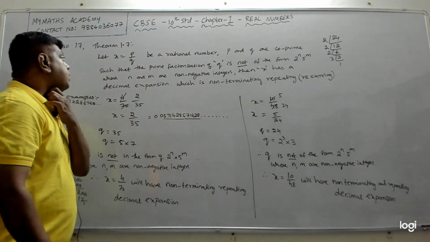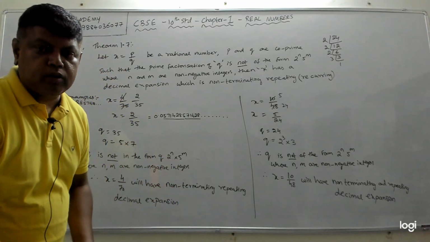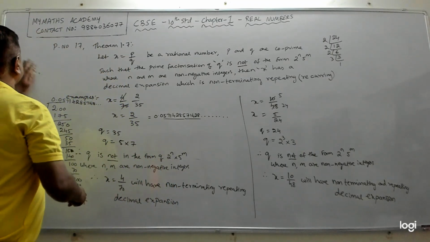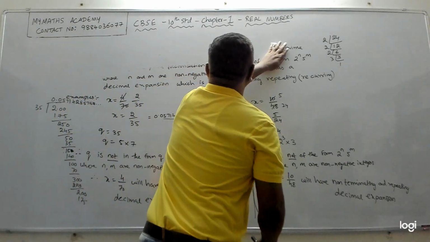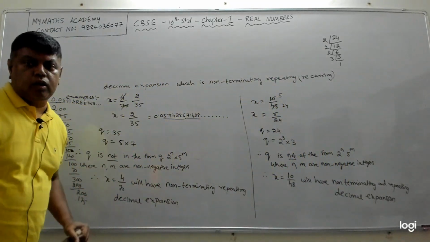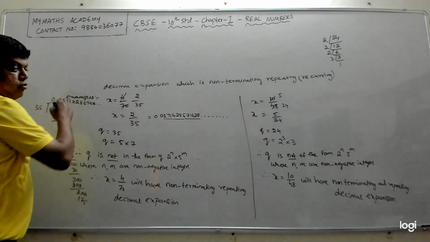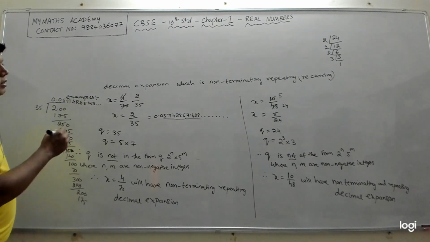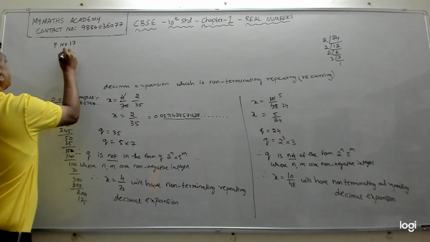Fine. Now we will go to exercise 1.4. We'll do the problems in exercise 1.4. So let me erase this. Now what we have next is exercise 1.4 on page number 17. Same page number, so page number 17.